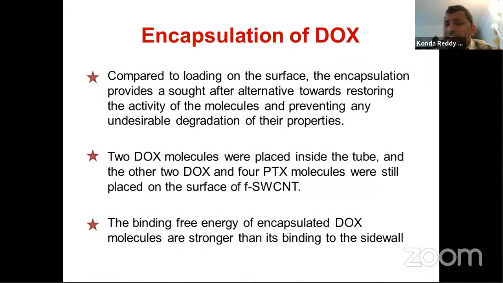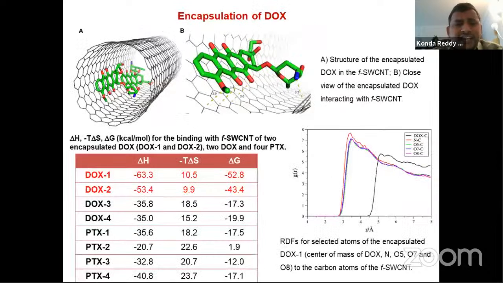Finally, we wanted to see whether encapsulation of DOX can also be done. We have not done an extensive study on it. What we have done is place two DOX molecules in the carbon nanotube, and if you see DOX and DOX2, the two drug molecules we placed inside the carbon nanotube, they have a higher binding free energy. We all know that anyway, because inside the carbon nanotubes there are more chances of interaction.